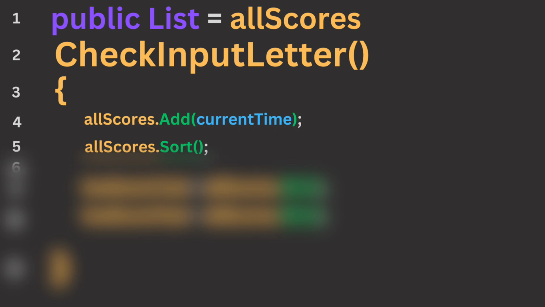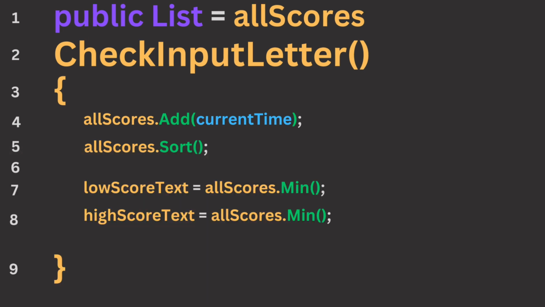Then I would sort all the scores from smallest to biggest. If you don't do this, then the most recent score would most likely be your lowest score, even though it could be false. Then I would make the low score text the smallest value in the list, and then I would make the high score text the highest value in the list.